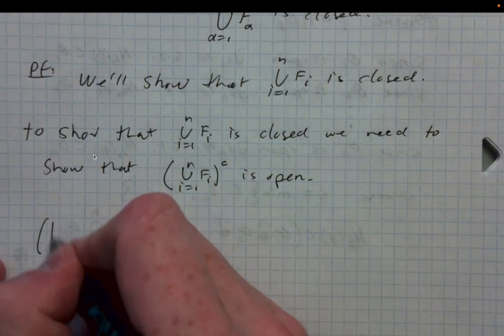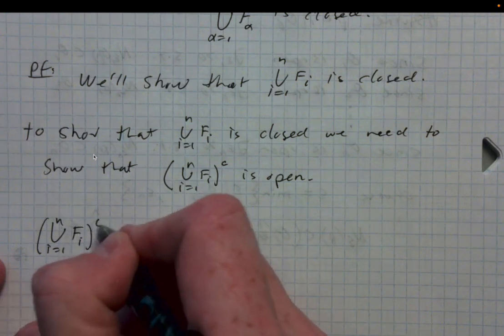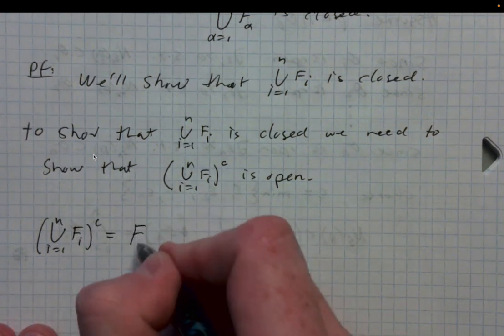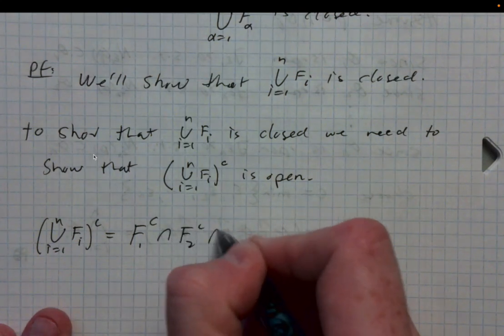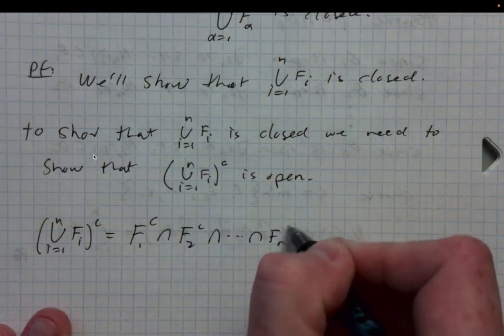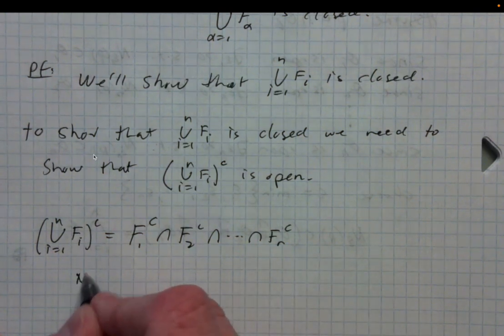So if I have the union of i equals 1 to n of F sub i complement, I know that that's equal to F1 complement and F2 complement and dot dot dot and Fn complement, right? So this is going back to your set operations, some earlier set theory stuff from the class. So this is an intersection of finitely many sets, right? There's n of them.